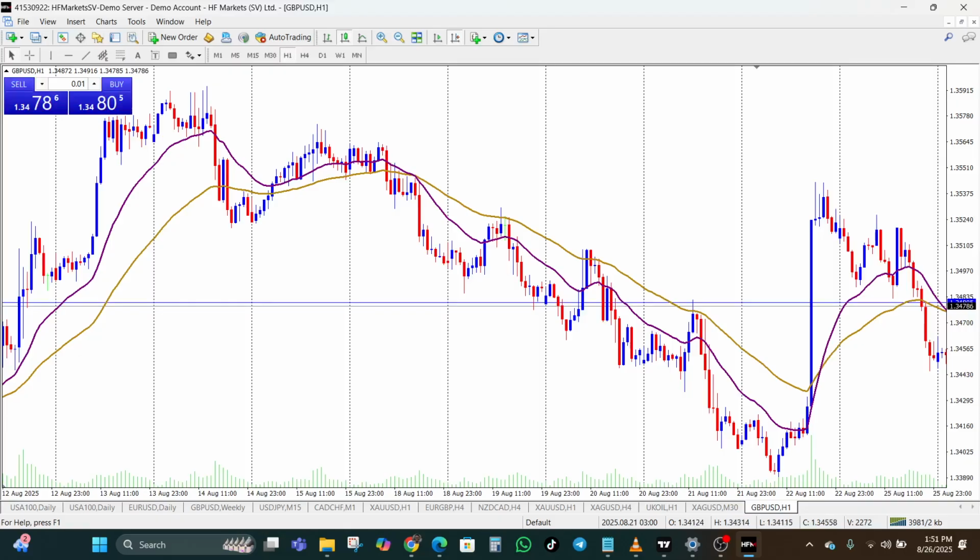So that is a complete walkthrough of the MT4 moving average strategy. We've covered what moving averages are, the difference between simple and exponential, how to add them on MT4, and how traders use them to identify trends, crossovers, and dynamic support and resistance levels.